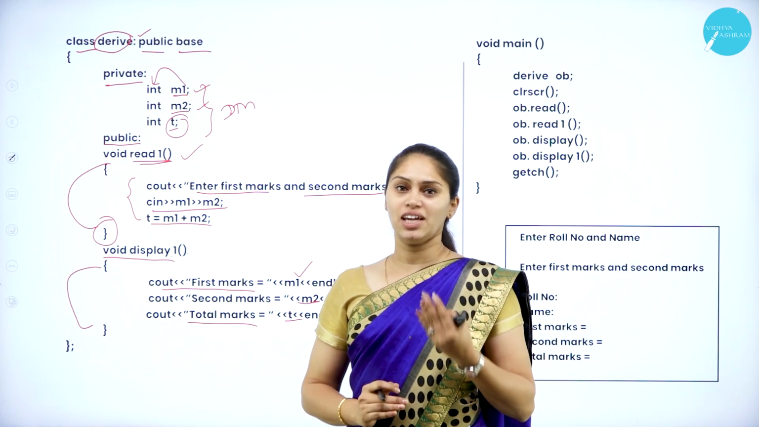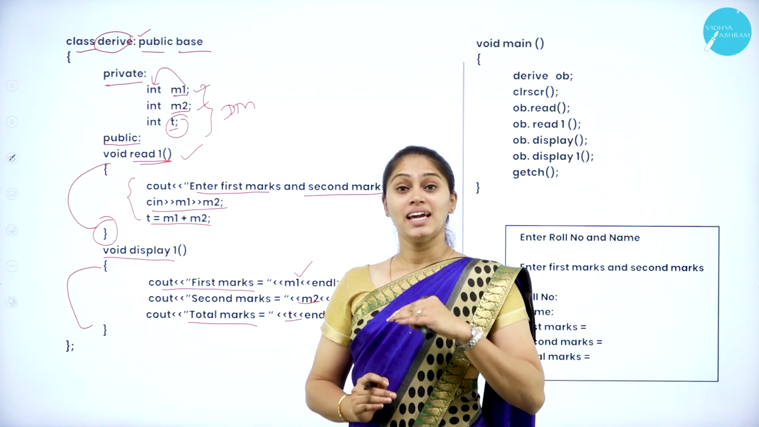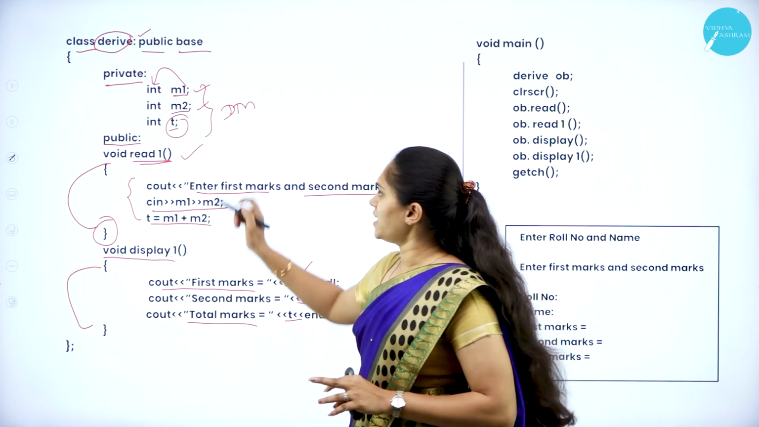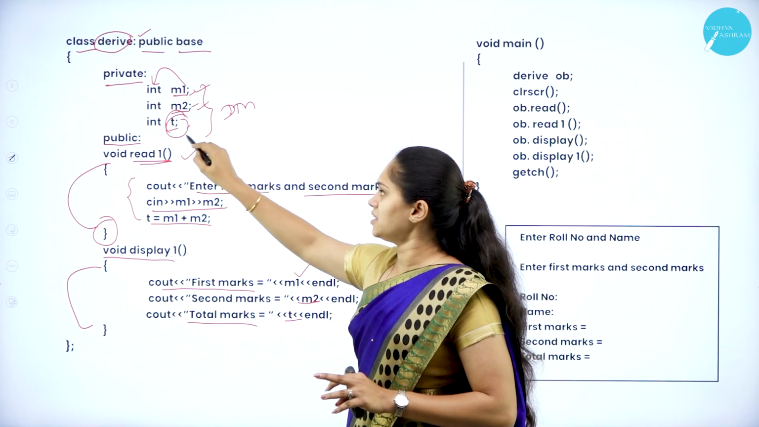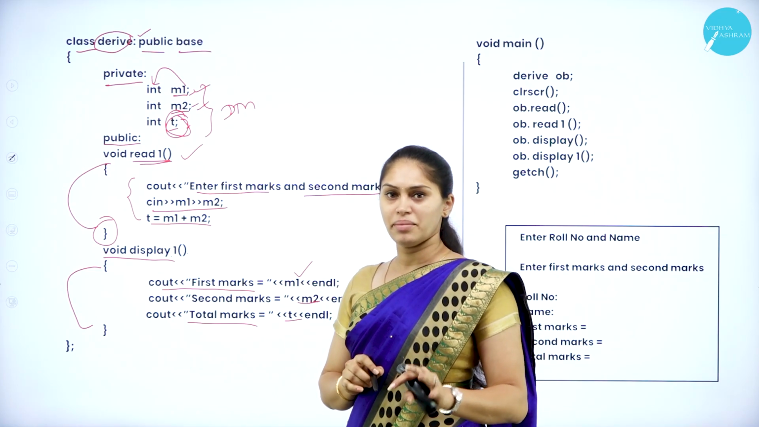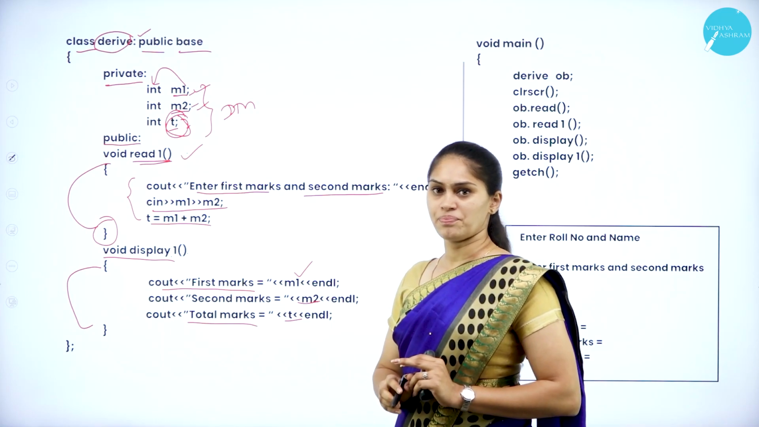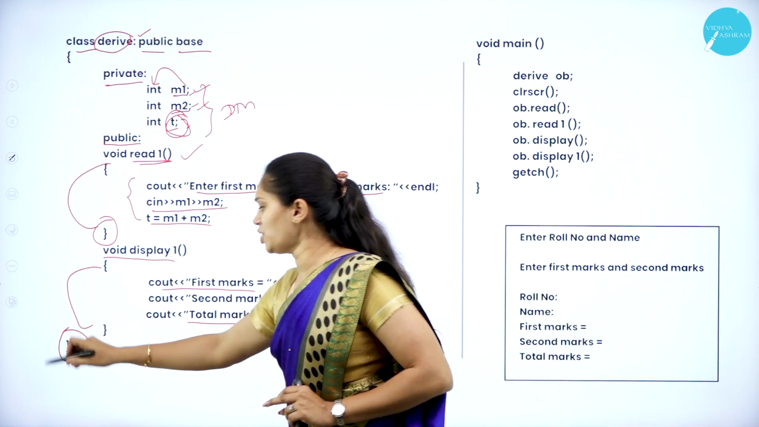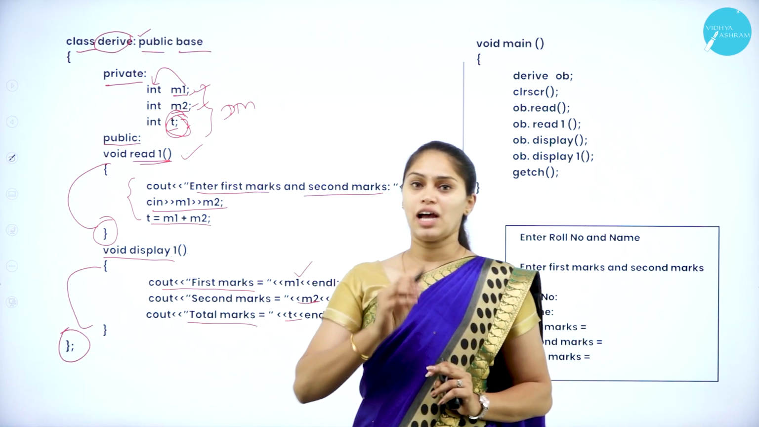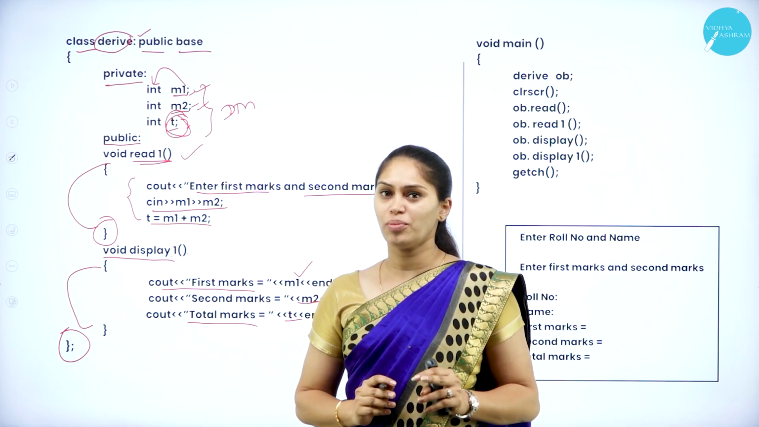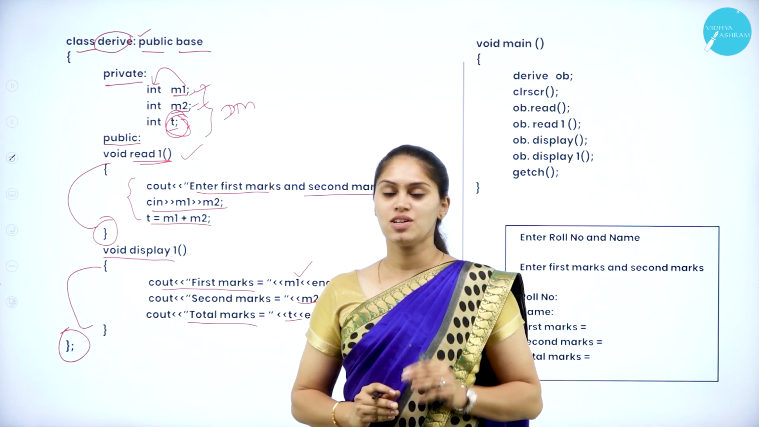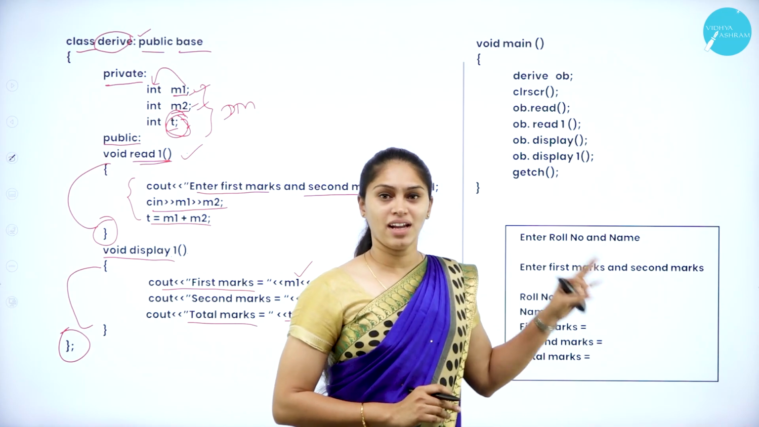So what are the new features that I am including in the derived class? That is M1, M2 and T. These are the data members, and I have two member functions, that is read1 and display. After that, I am going to end the scope of this derived class. So let me move to the main function.